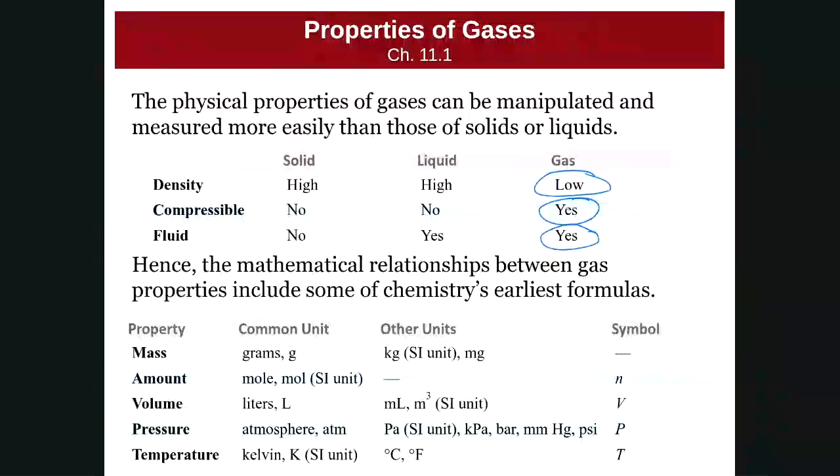Because the physical properties of gases can be manipulated and measured easily, the mathematical relationships between the properties of gases are some of chemistry's earliest formulas. So you will see some formulas that date very far back, and those are based on gases and the mathematical relationships of their properties. So what are those properties that we want to talk about? There are 5 main properties that we're going to talk about with gases.